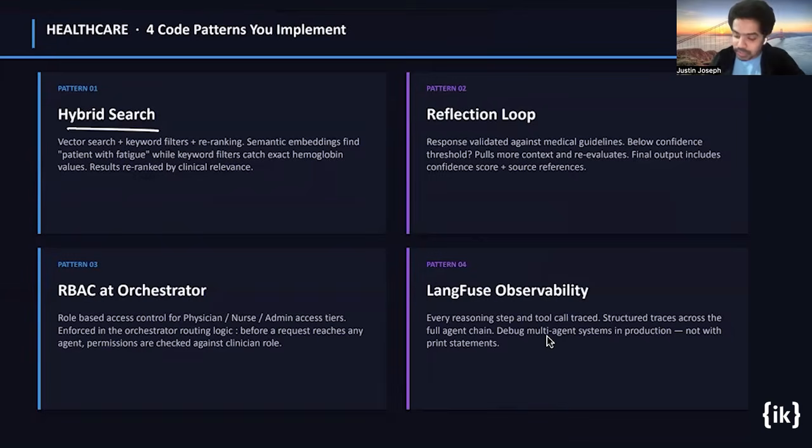Pattern 2, the reflection loop. Before any response reaches a doctor, it's validated against medical guidelines. If the system's confidence is low, that is, below a certain threshold, it doesn't guess. It pulls additional context and re-evaluates so that the system's confidence in the response increases. The final output includes a confidence score along with the source references. And this is the pattern that separates a demo from a production system.